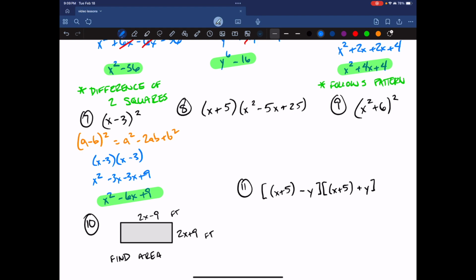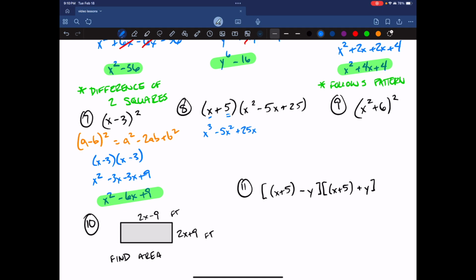All right. Now, again, we're on number 8 now, and FOIL doesn't really work here. But remember, FOIL is just a type of distribution. So we're just still going to distribute. We're just going to take this x, and we're going to give it to everything. So x times x squared is going to be x cubed, and it's going to be minus 5x squared. That's going to be plus 25x.